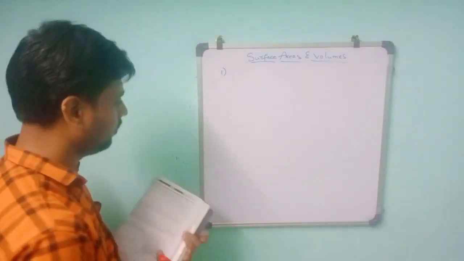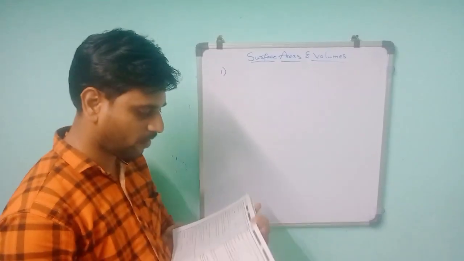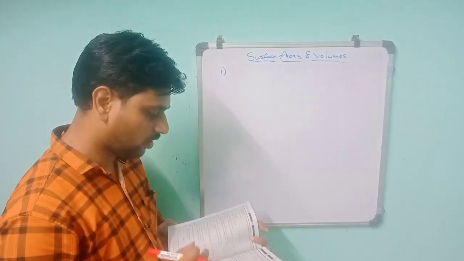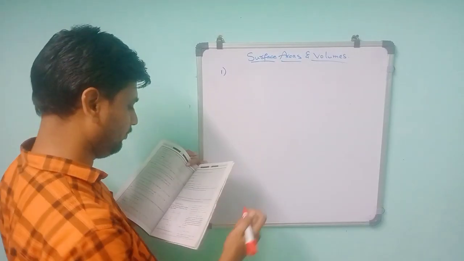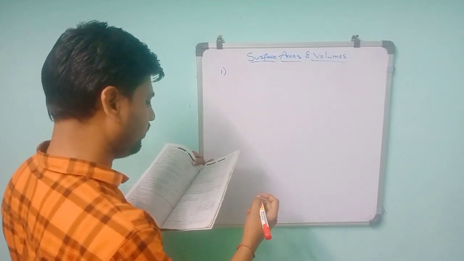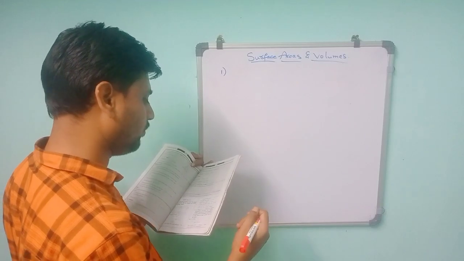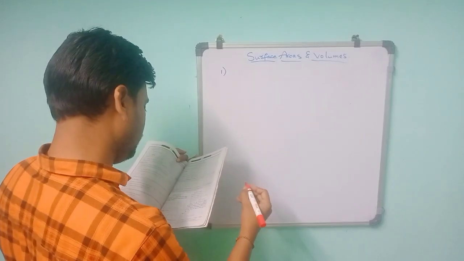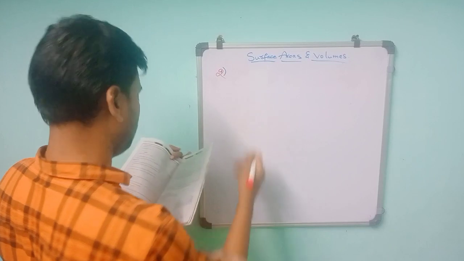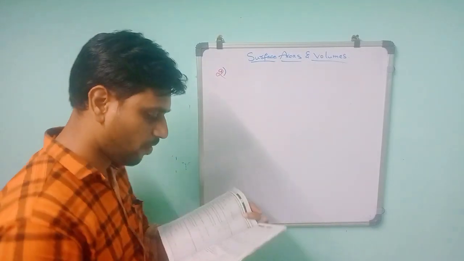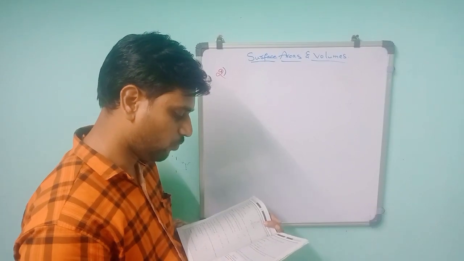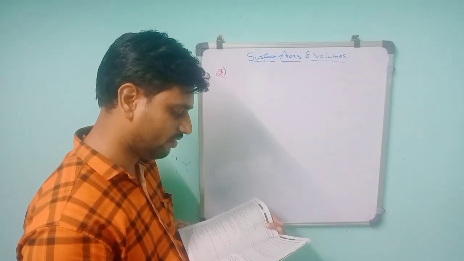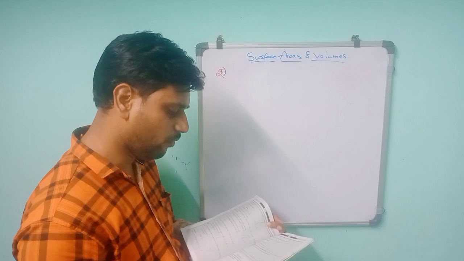Second, you have to add the formula: the total surface area of the cuboid is 2 into (LB plus BH plus HL), as you studied last year. Then the second question: a vessel is in the form of a hollow hemisphere mounted by a hollow cylinder. The diameter of the hemisphere is 14 cm and the total height of the vessel is 13 cm. Find the inner surface area of the vessel.